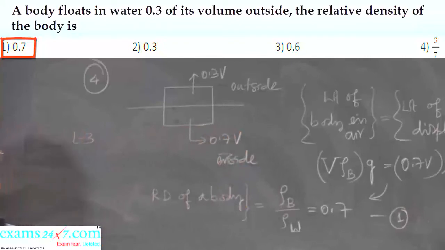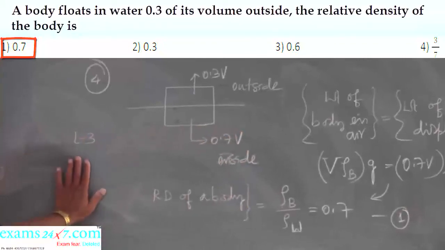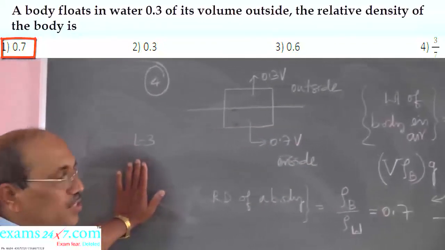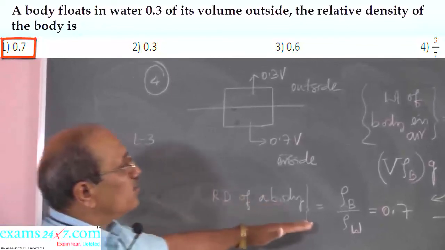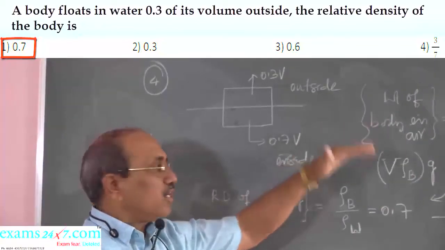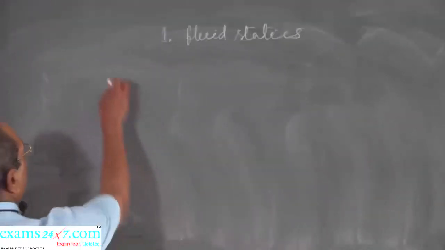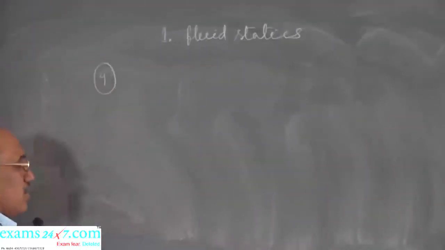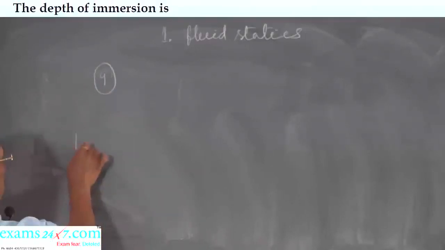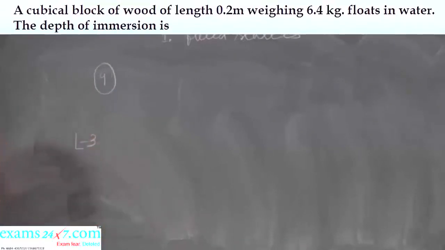An ideal good question. Level 3. Why we put it in level 3 I also told, because the real equation you are not using. By virtual relation you are arriving at the answer. So question number 9, under the same level 3: a cubical block of wood of length 0.2 meter, weighing 6.4 kg, floats in water, the depth of immersion is.